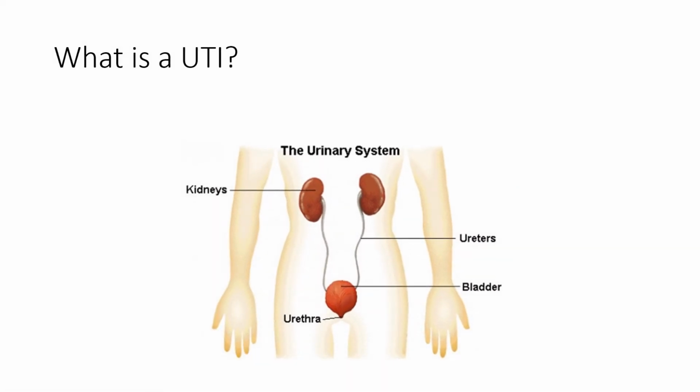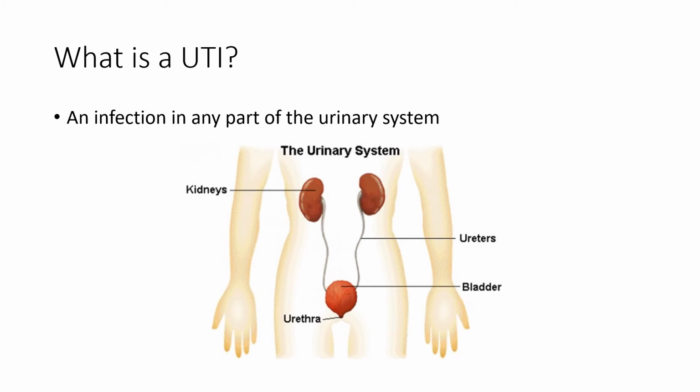So what is a UTI? A UTI is a urine tract infection. It's an infection in any part of the urinary system, from the urethra to the bladder, ascending up the ureters into the kidney.